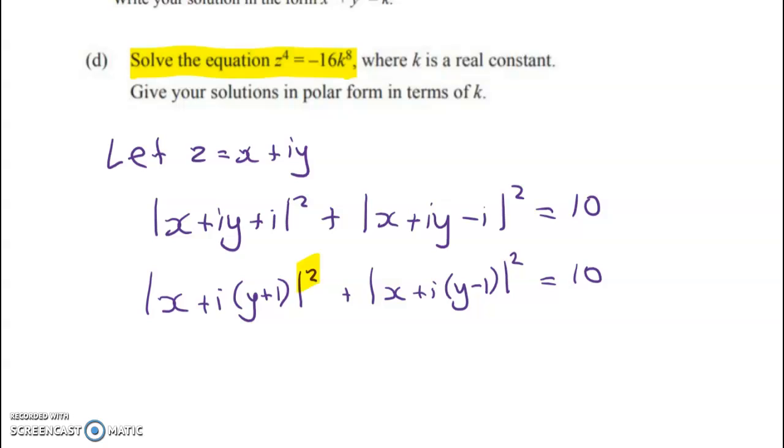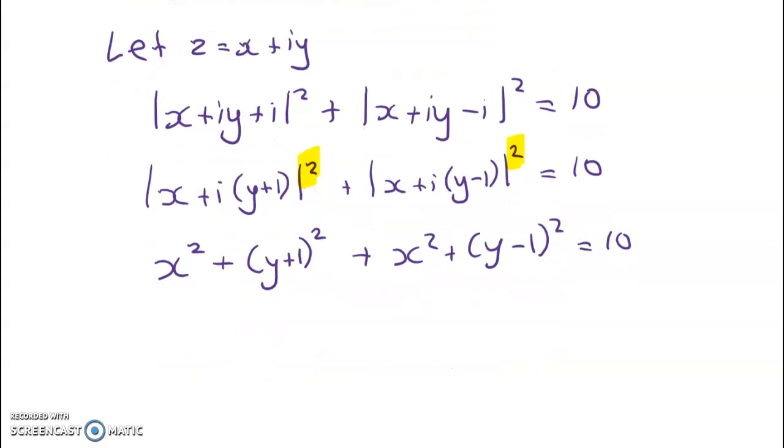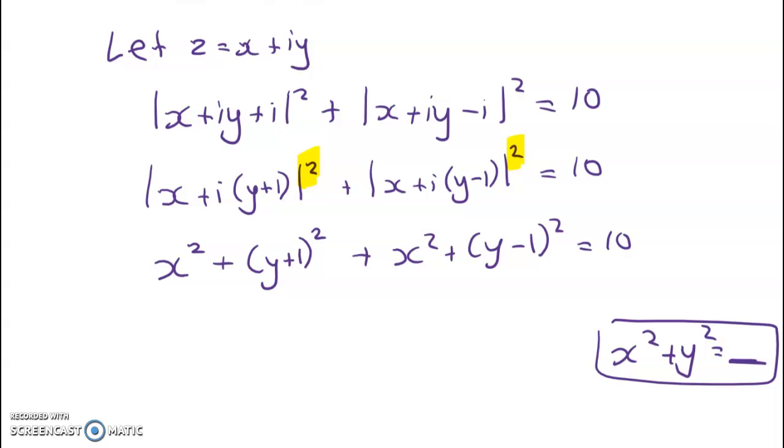So we know that the squaring is going to make things one step cleaner, because I don't need to do any square roots. So I'm going to have a square root squared. So what I get to now is x squared plus y plus 1 squared plus x squared plus y minus 1 squared, and that equals 10. Now all we have to do is to clean this up and get it into the form desired, which is x squared plus y squared equals something. So what we're getting here is the locus that's describing a circle.